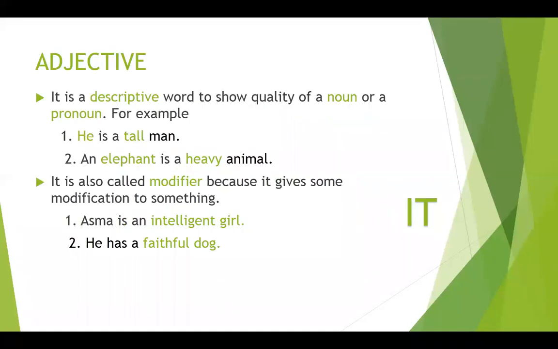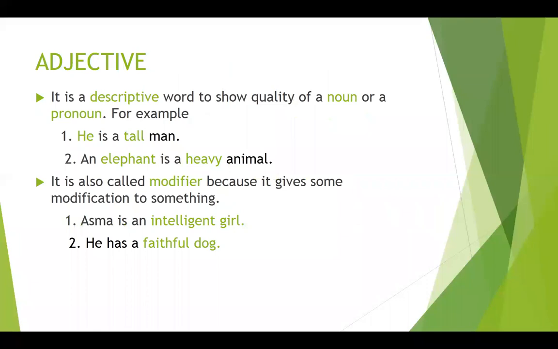Adjectives. First of all, we must know what is an adjective. Adjectives are basically descriptive words. It's a part of speech that is used to qualify a noun, that is used to modify a noun. What is meant by modification? Modification means to add some meanings.